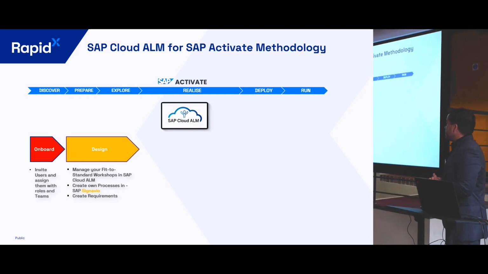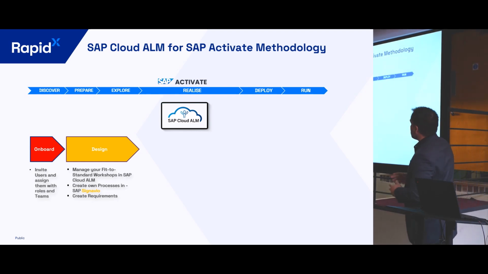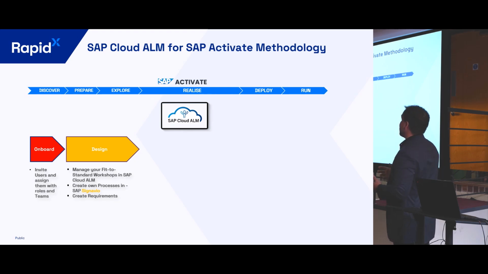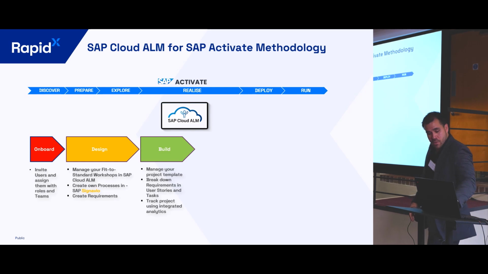Then we move to the design phase. Here, you're going to be running your fit to standard workshop. You're going to be customizing the processes that are going to be relevant for the implementation. This can be done with SAP Signavio. And then we're going to create the requirements that are going to be part of the initial backlog.